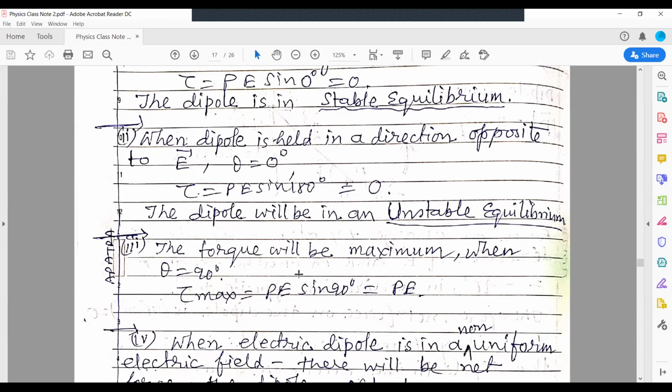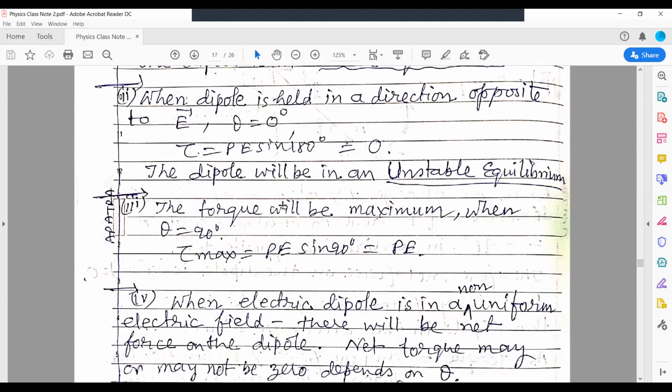For all other angles from 0 degree to 180 degree, except 0 degree and 180 degree, there will be no equilibrium position because torque will not be zero. Therefore, it will not be in equilibrium. There are only two equilibrium positions. And torque will be maximum when theta is 90 degree because sin theta is 1, and the maximum torque is P E.